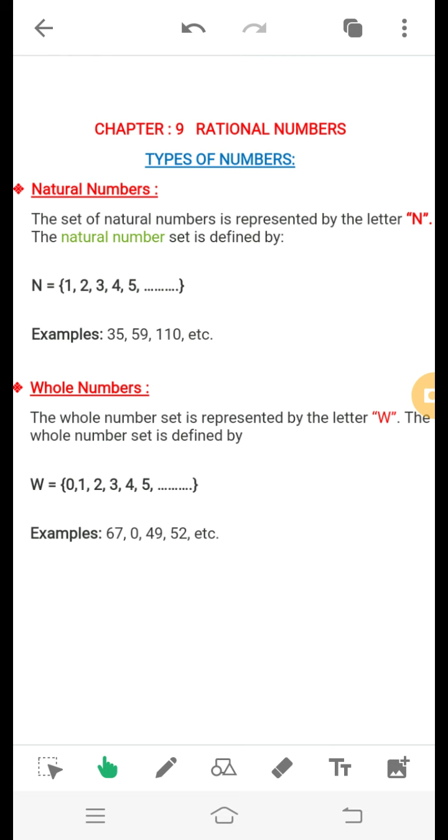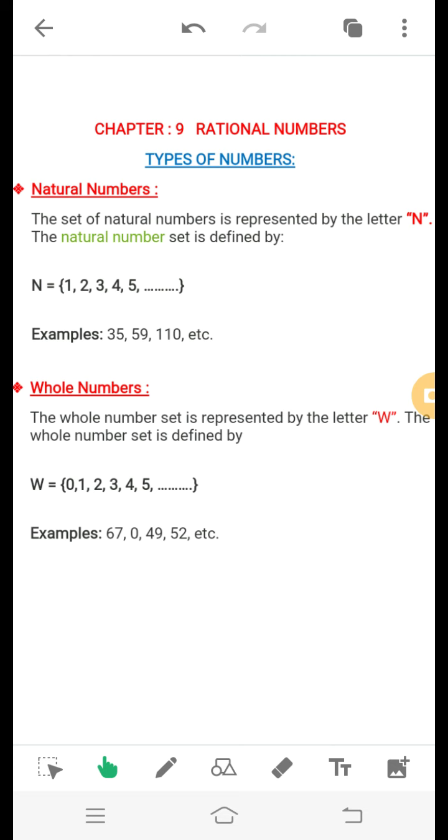Integers. What are the integers? In the integers, all the positive numbers, negative numbers and 0 are included, and we denote the integers with capital Z.